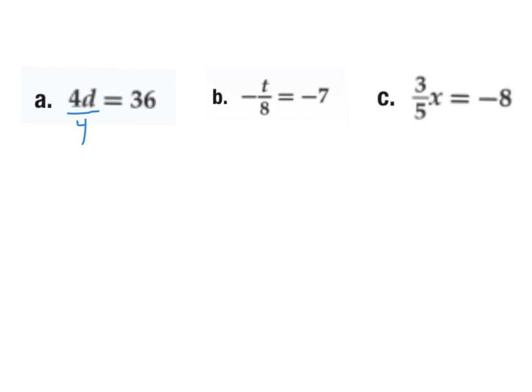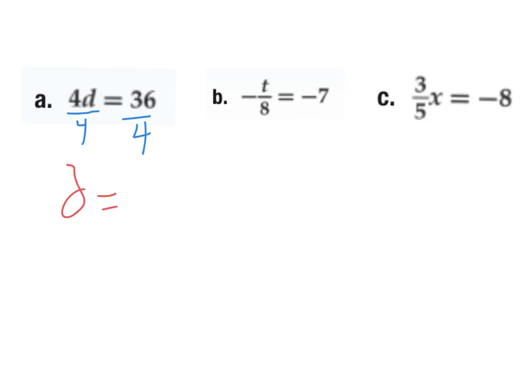Because 4D, what does 4D actually mean? This means 4 times D. So the opposite of multiplication is division. Okay? So then 4 divided by 4 is 1. But we don't need to write the 1 because 1D is the same as D.